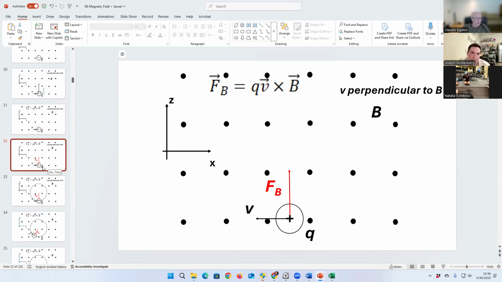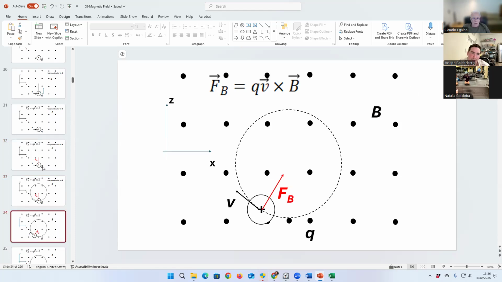The particle is going to move to the left in the horizontal direction, but it's also going to move upwards in the vertical direction. Once the particle moves upwards, what's going to happen to the force? The force is going to change direction as well. And the force will always be perpendicular to the velocity vector, because it is V cross B.